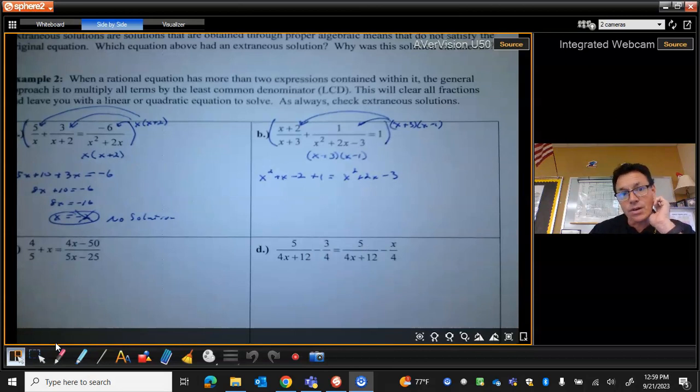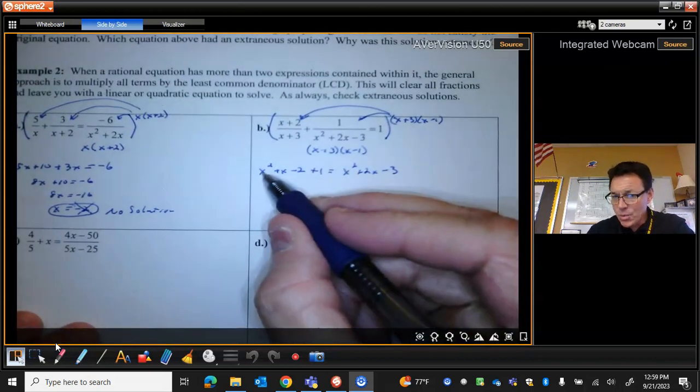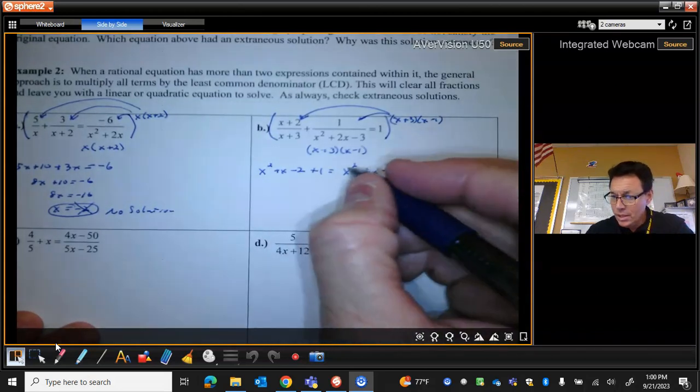All right, so now I have to solve this. Now, it is a quadratic, which typically means we're going to move everything to one side. But if you look at it, I've got an x squared over here and an x squared over here. If I try to move either one of these, they're going to cancel.